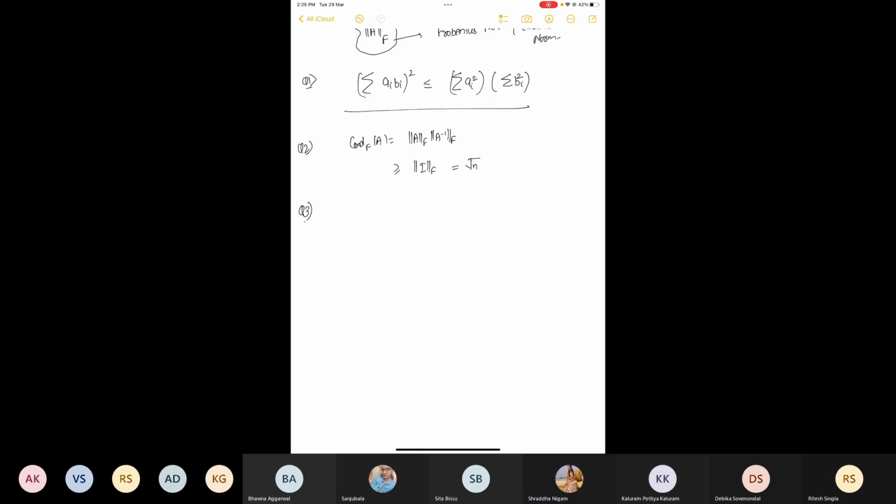What about question number 3? Sir, please do it. Done? No, sir. So what is the condition number of U with respect to the Frobenius norm? If U is a unitary matrix, what is the condition number of U with respect to F?